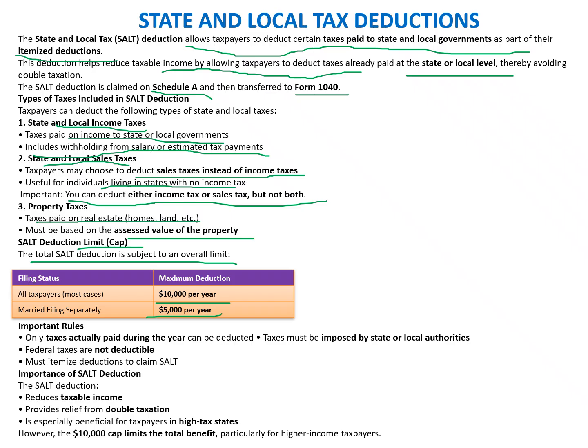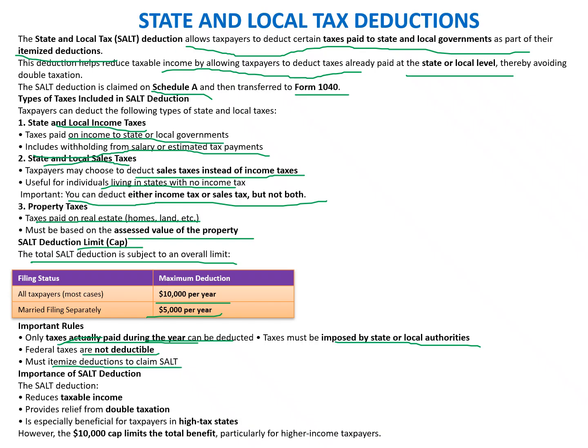An important rule is that only taxes actually paid during the year can be deducted, like the medical expenses which are actually incurred and taken as part of the itemized deductions. Likewise, the taxes paid during the particular tax year are eligible for claiming the deduction. Taxes must be imposed by the state or local authorities. Federal taxes are not deductible.